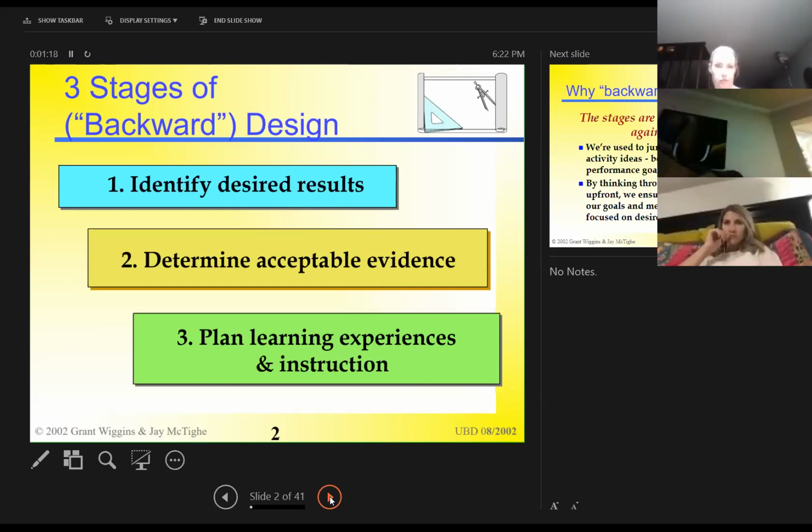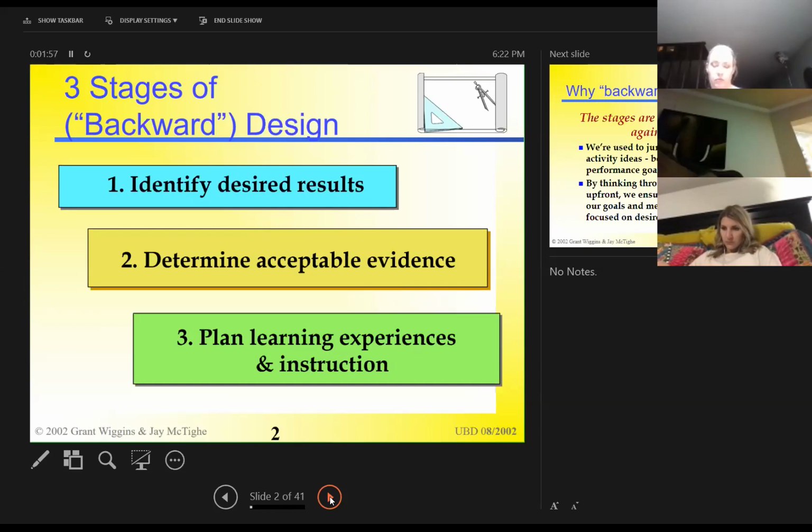How are you going to know if that actually occurs? You also have to know what your acceptable evidence is to prove that. Is it going to be a benchmark test? Is it a mock test? Is it going to be looking at student work samples? You can go a million different directions with this, but you have to know how you're going to measure or have assurances that your results have been met. Then you plan the learning experiences and instruction. So it's that idea of starting with the end in mind. How do I measure and assess it? And then how do I plan?